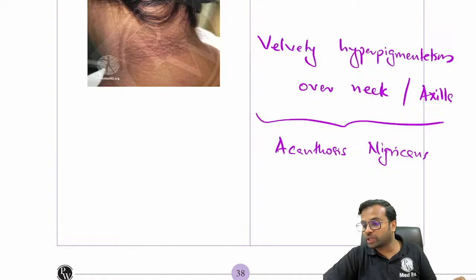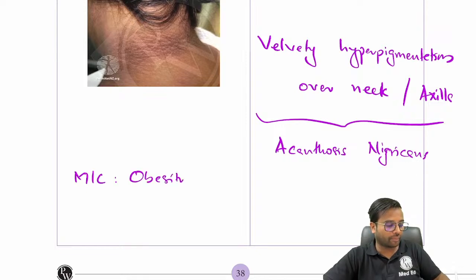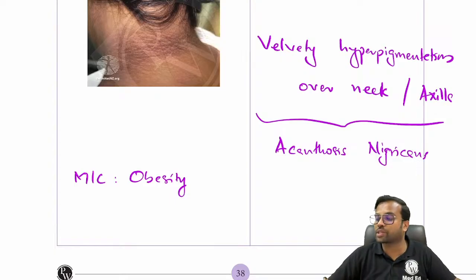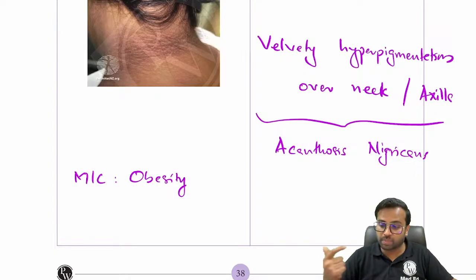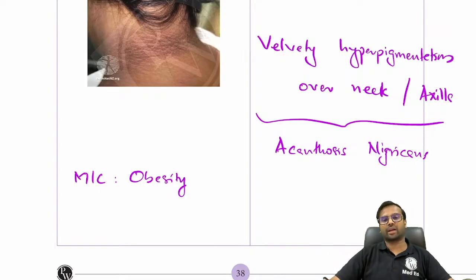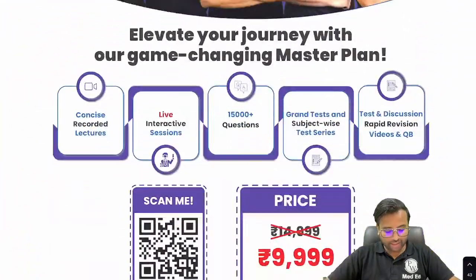So the spot diagnosis is acanthosis nigricans. And remember, the most common cause would be obesity. And along with obesity, just like what you are writing in the chat box now, insulin resistance, metabolic syndromes, rarely some malignancies, all those things can be causes, but the most common should be obesity. Okay? So that is it.